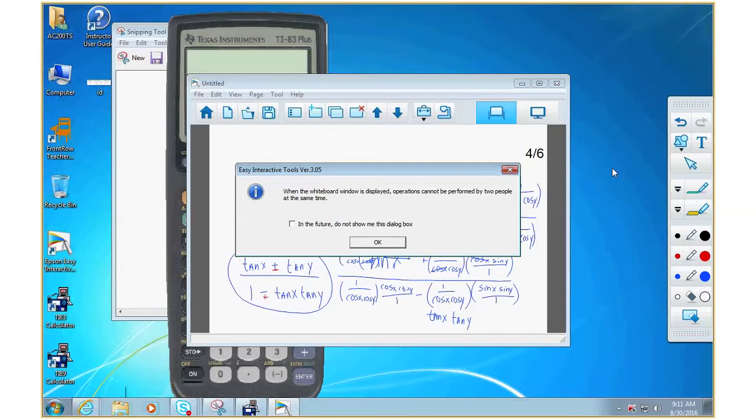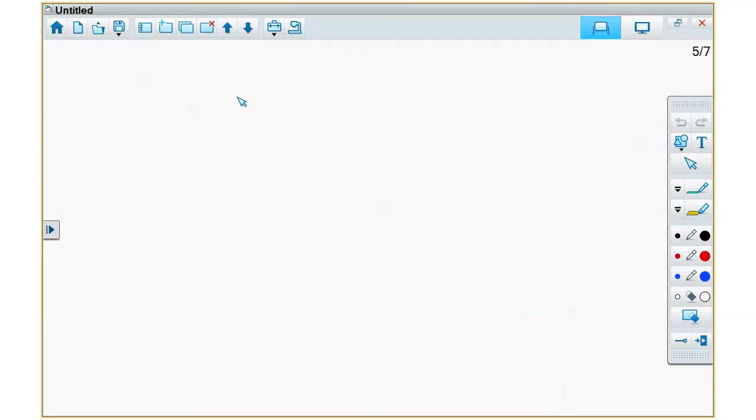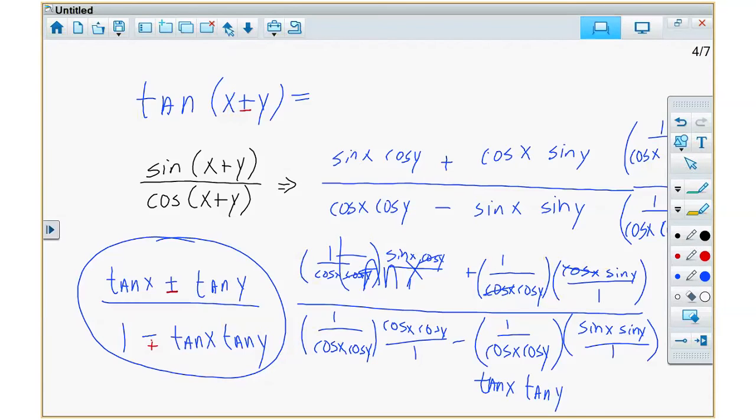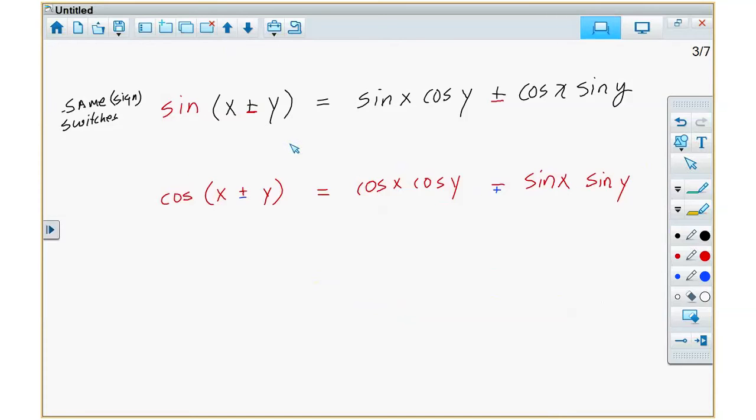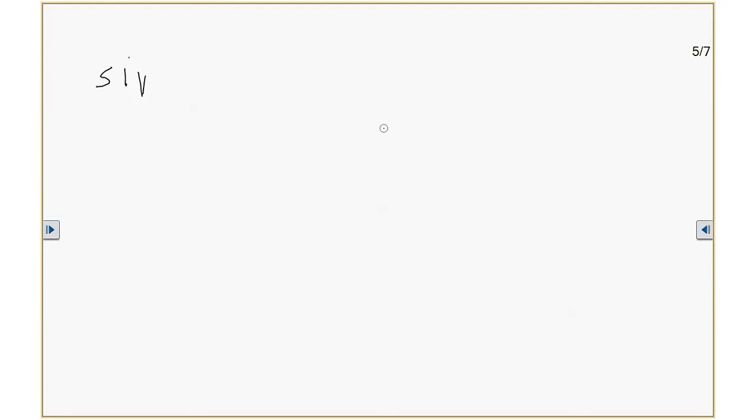Now, let's do another one. Is everybody finished with that one? Let's go to another one, and with these that you learned right here, mark those because you're going to use them on this next problem. So those that you learned right there, I want you to do sine of 2x. Let me just write it.